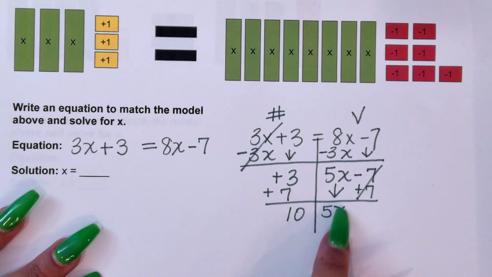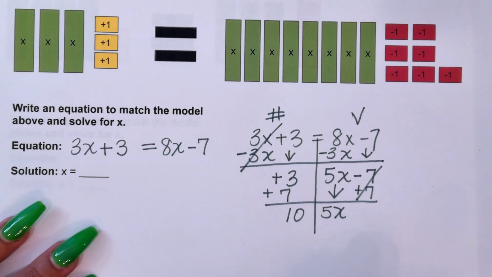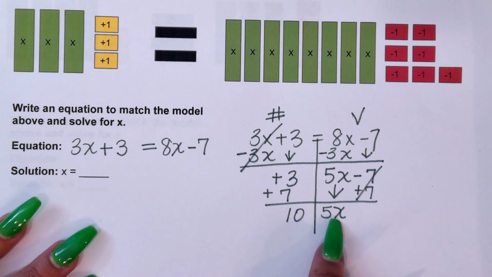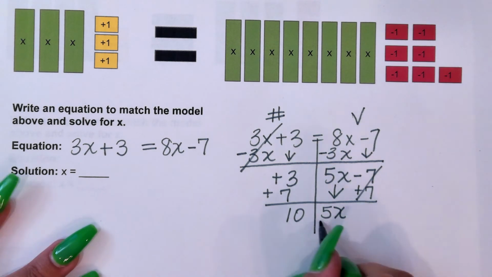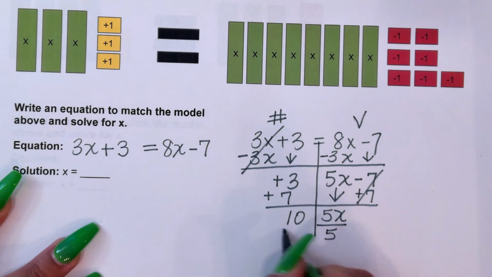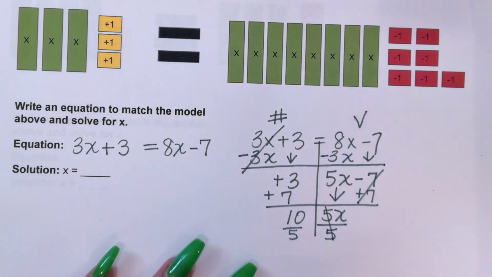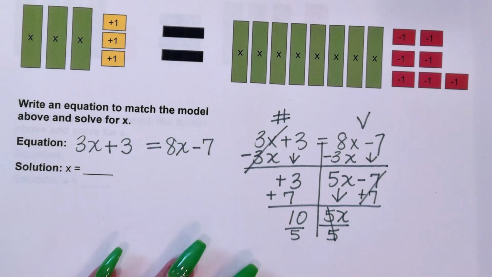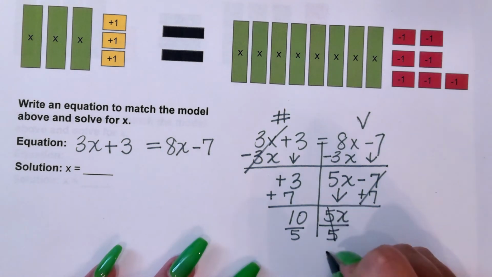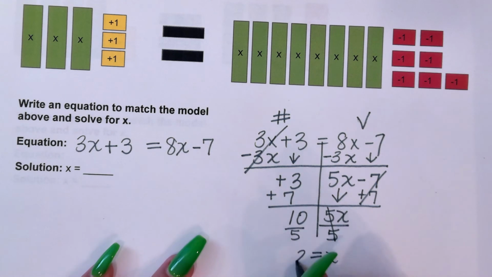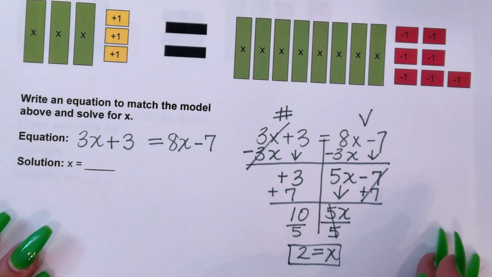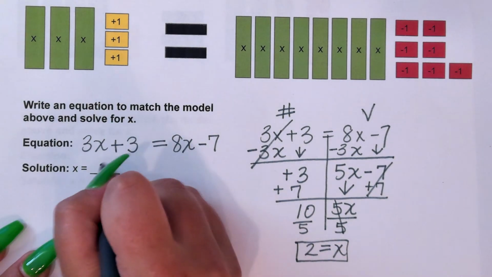I still need to get x by itself. So this is multiplication. This is 5 times x. So to undo that, to do the opposite, I'm going to divide by 5 on both sides. I can cross off my 5's because 5 divided by 5 is just 1. Bring down the x, and 10 divided by 5 is 2. So my solution is x equals 2.